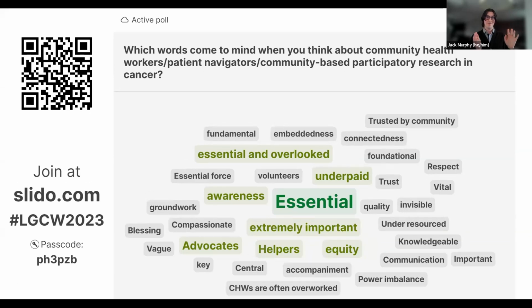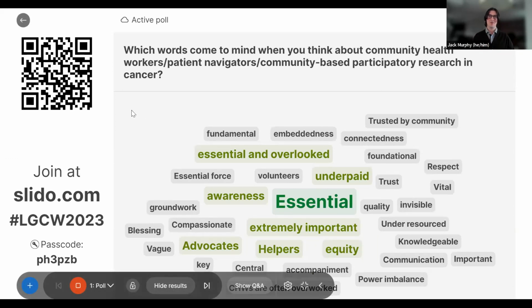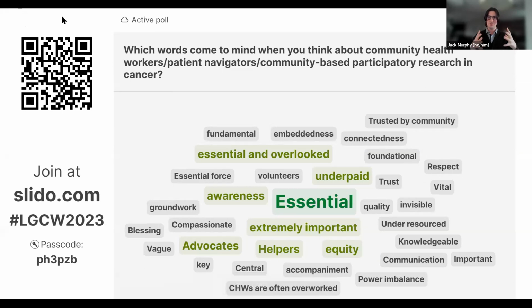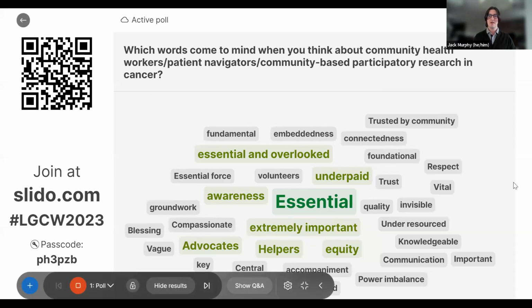So I was watching the word cloud developing on the side while the presentations were being done. And as you all can see now, there's a real cluster around this theme of being essential. You see the word essential, there's essential and overlooked, there's extremely important. And I think that arose from everyone's presentation. I remember Dr. Ocampo talking about raising awareness about the great work that patient navigators and community health workers are doing. And also Dr. Kumar said similar things.